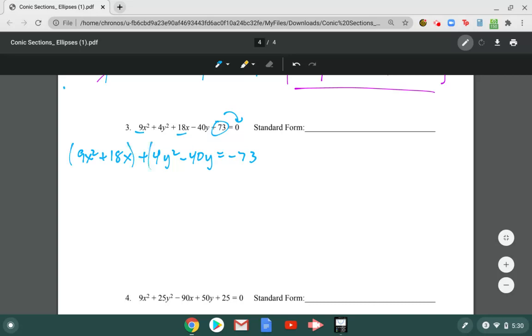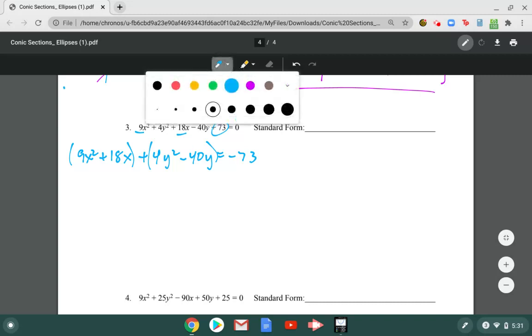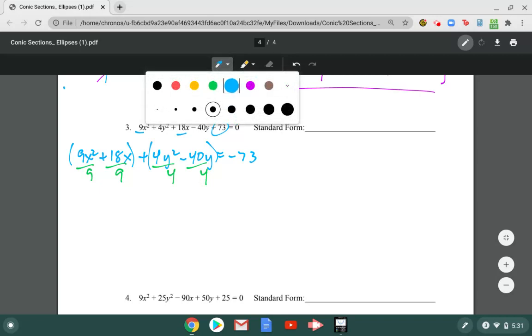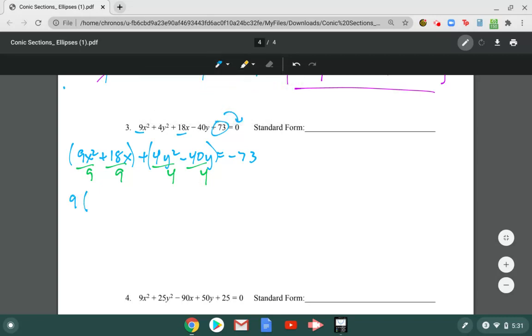Then I'm just going to run through and with parentheses group my terms. I do have lead coefficients on both the x and the y that are other than 1. So I want to divide out by those. So I'm going to divide by the 9 and then divide by the 4 for the y's. Taking the 9 out in front of my x's leaves me with x squared plus 2x. I'm ready to complete the square here. The 4 comes out in front of the y's, and I get y squared minus 10y plus blank equals negative 73 plus blank plus blank.